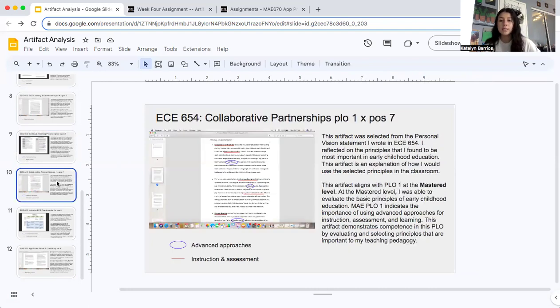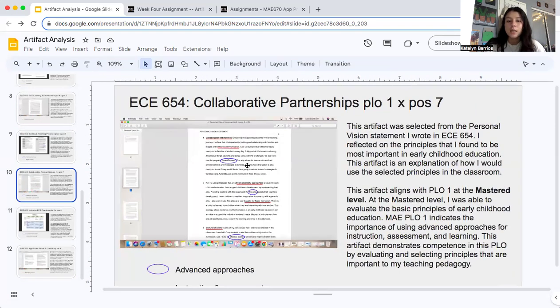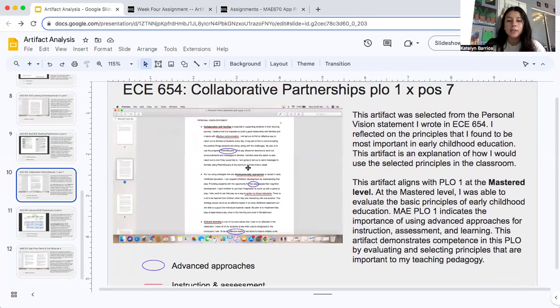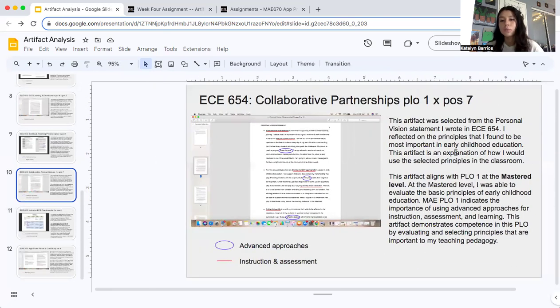This artifact was selected from ECE 654, Collaborative Partnerships, and aligned with PLO 1 at the master's level. So circled in blue, I have some advanced approaches that were reflected, and underlined in red were some instruction and assessment strategies that I would use. So collaborating with families, using different programs to be developmentally appropriate, using free play as a way for students to learn, and being culturally diverse, making sure that I am an effective leader in a culturally diverse classroom.